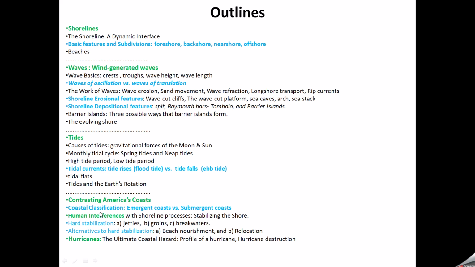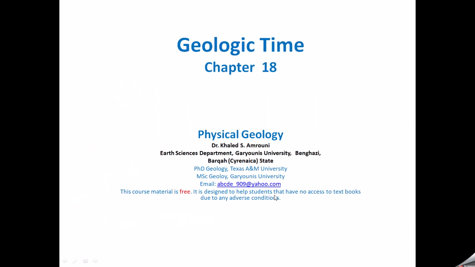Contrasting America's coastal lines, coastal classification, emergent coasts versus submergent coasts, human interface with shoreline process, stabilizing the shore, hard stabilization, making jetties, groins, and breakwaters, alternative to hard stabilization, which is beach nourishment and relocation. And then we'll study hurricanes, the coastal hazard profile of a hurricane. We'll study it in hurricane destruction.